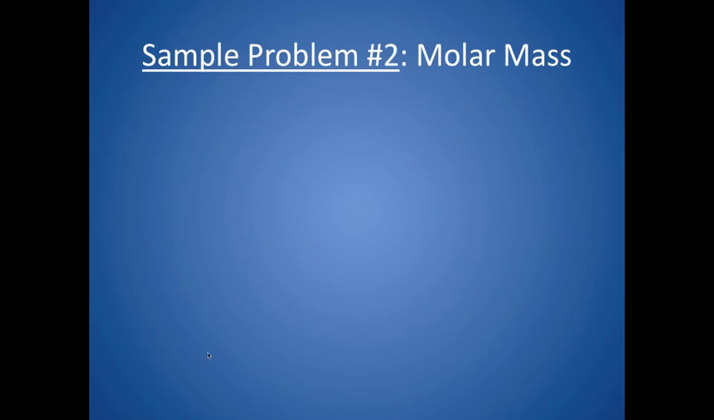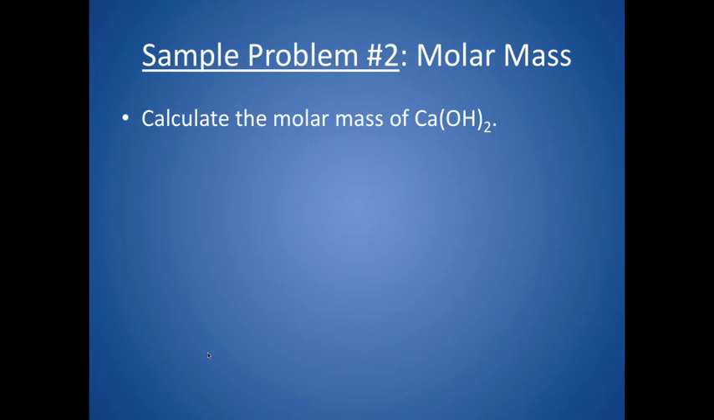So next one, molar mass number 2. I'd like you to calculate the molar mass of calcium hydroxide, that's Ca(OH)2. So I'd recommend pausing the video, seeing if you got this concept of finding out the molar mass. You're going to need a periodic table. But that said, pause the video, add it up, and see how you do. We'll pick it up in just a few seconds.